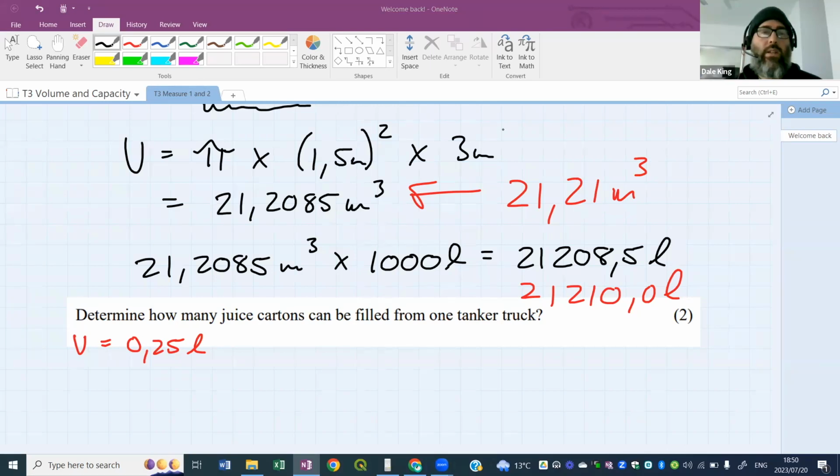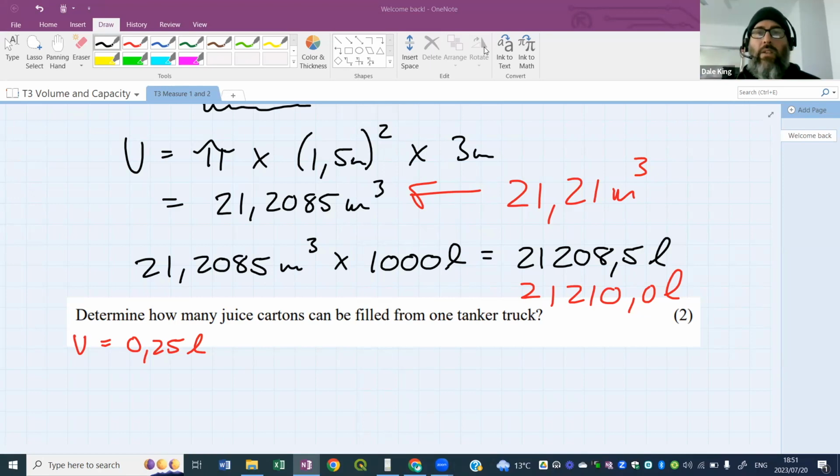All right, good job, Ben. What answer did you get, Ben? Let's put it in chat there for me. 84. We need to check on that, Ben, because the tanker can hold 21,208.5 liters of juice, and our juice cartons each hold 1/4 of a liter. So yeah, that number Bianca has, well done Bianca, that 840 is very big, but it needs to be pretty big. 84, that looks better.